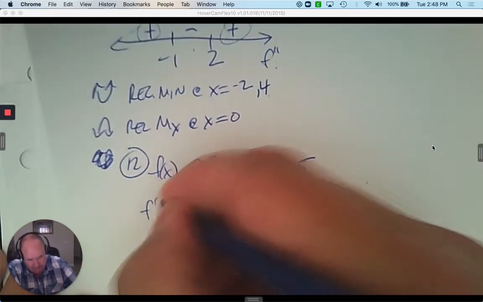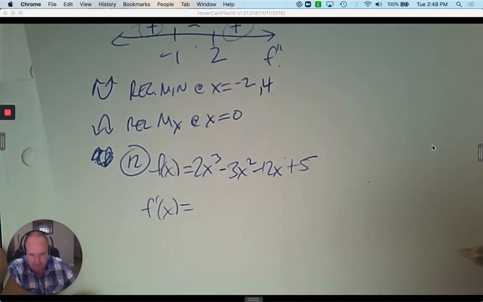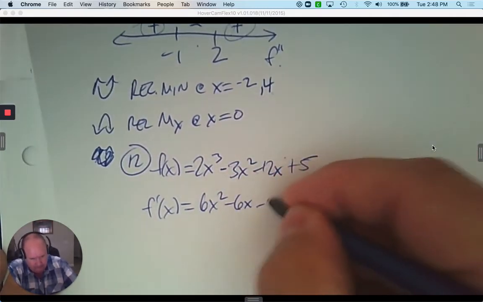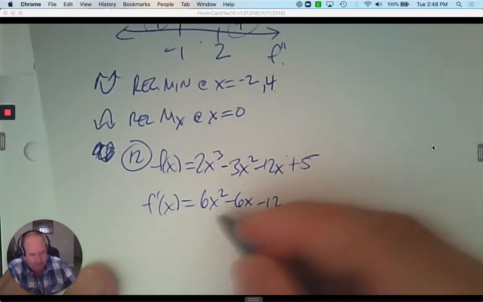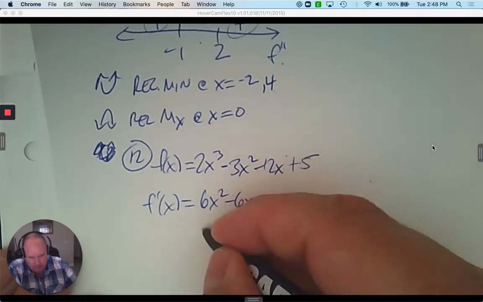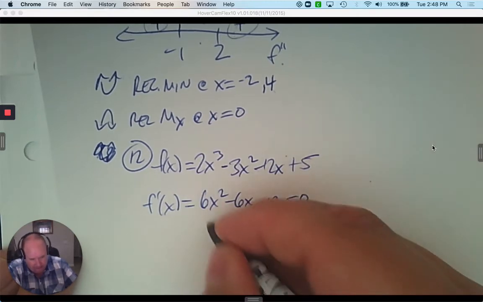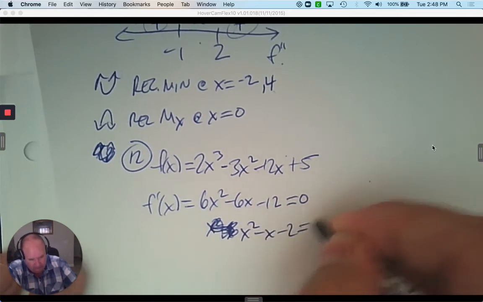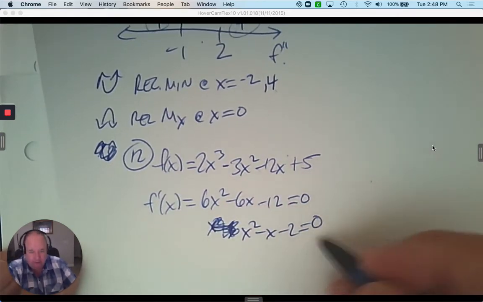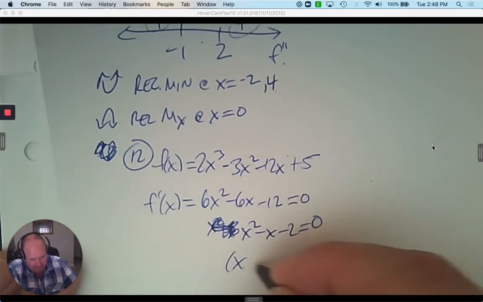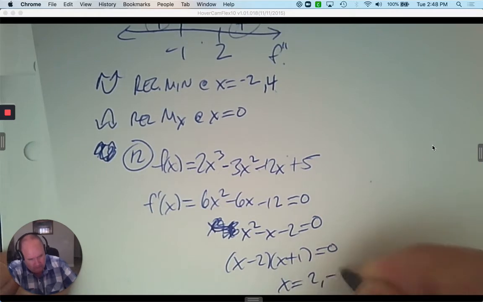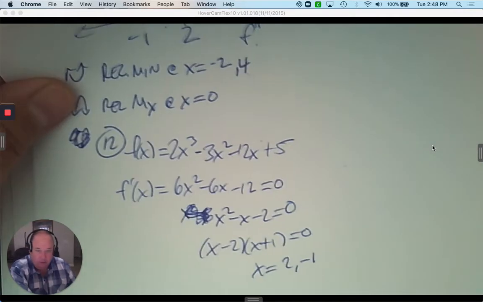So step 1, I'm going to take the first derivative. That is 6x squared minus 6x minus 12. There's nothing that makes it undefined. Make it equal to 0. I'm going to divide out the 6. So if I divide everything by 6, that would give me x squared minus 1x minus 2. Factor it. So my two critical numbers are 2 and -1 for turning points.